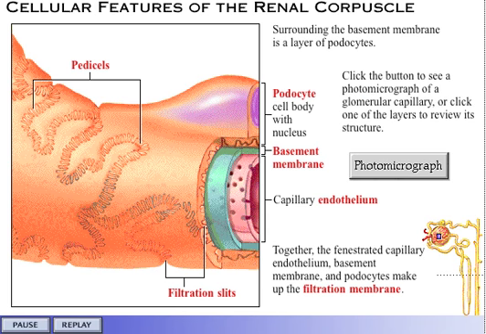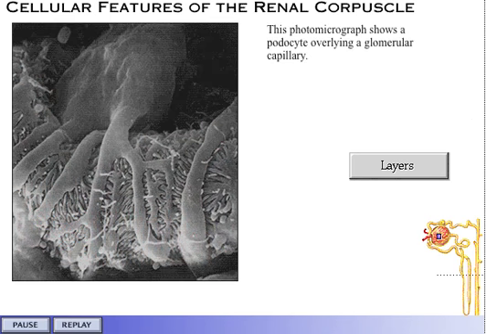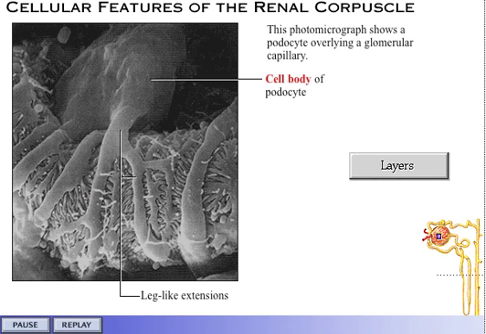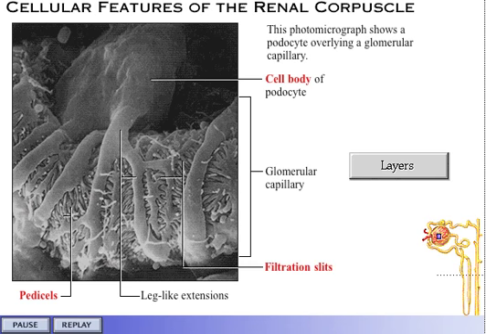Click the button to see a photomicrograph of a glomerular capillary, or click one of the layers to review its structure. Here is a photomicrograph of a podocyte overlying a capillary. Extending from the podocyte cell body are leg-like extensions containing the fringe-like pedicels. Notice how these extensions and pedicels wrap around the capillary and interdigitate to form the filtration slits. Now click the button to return and review the structures of the different layers.